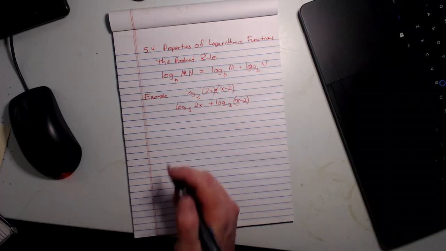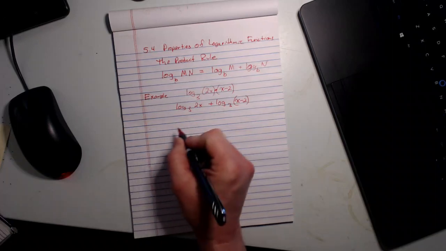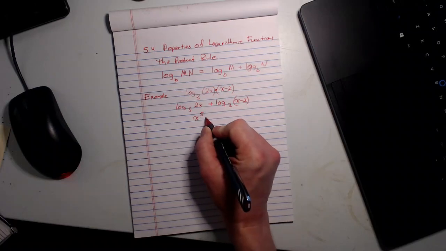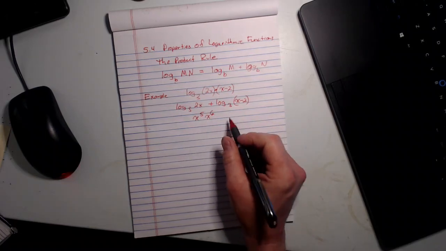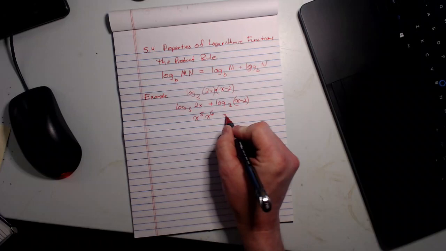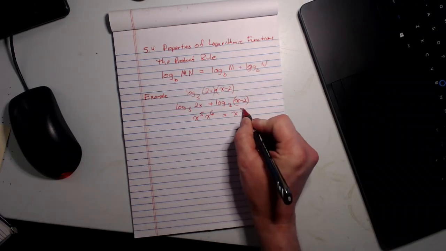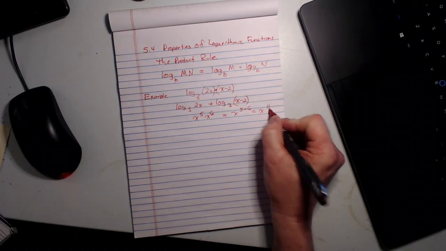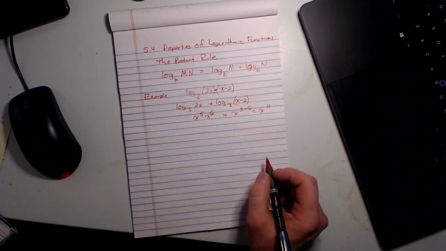Now, this rule stems from the fact that if I had two things being multiplied together, like x to the 5th times x to the 6th, we know that we would add our exponents together. And so the logarithm is really just an expression of exponents, and that's why this rule works.